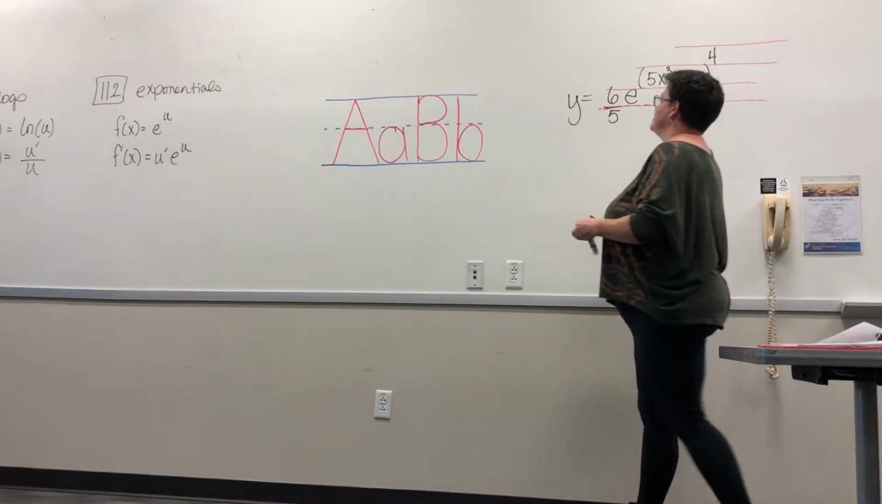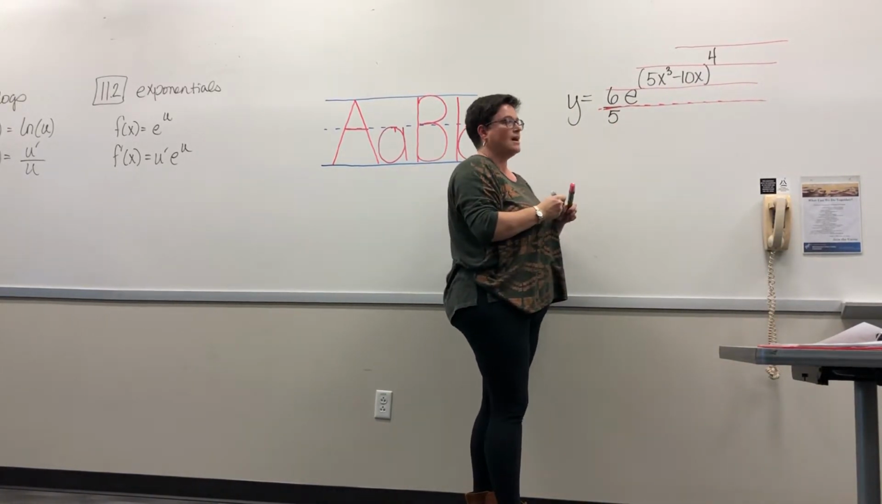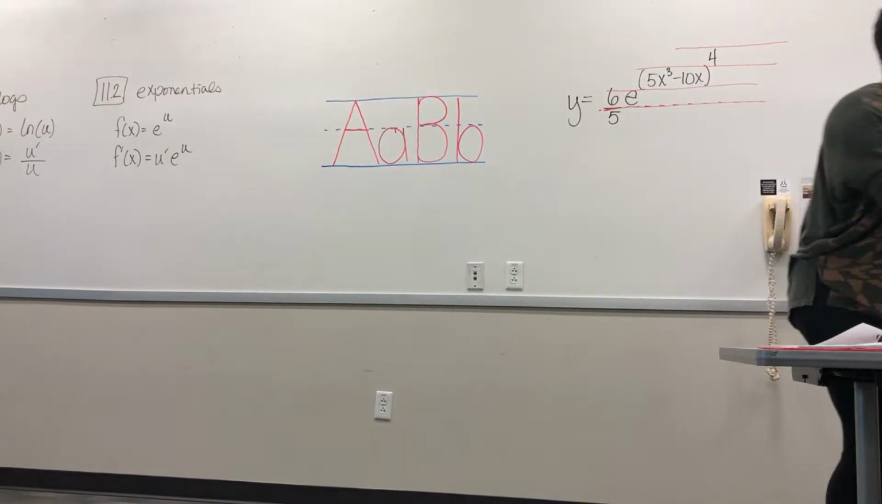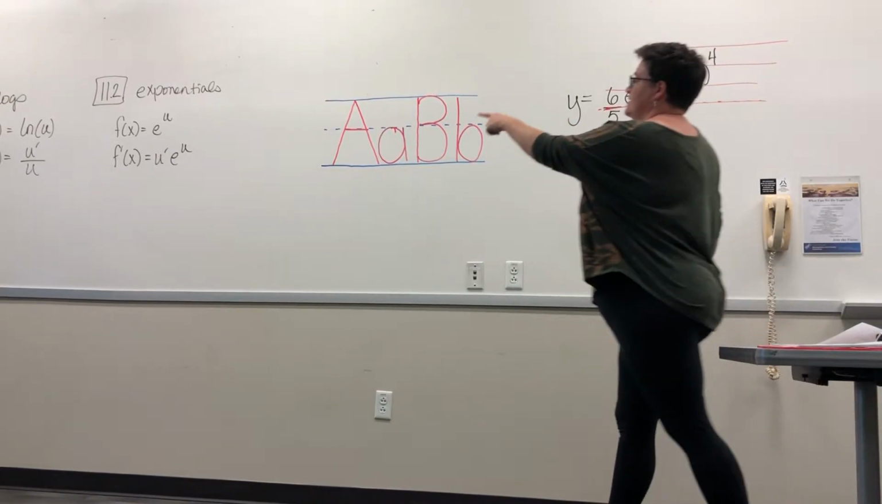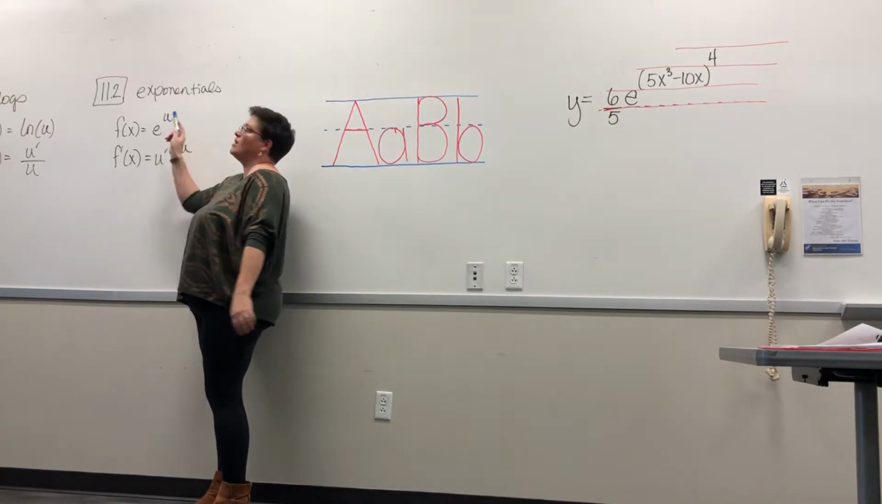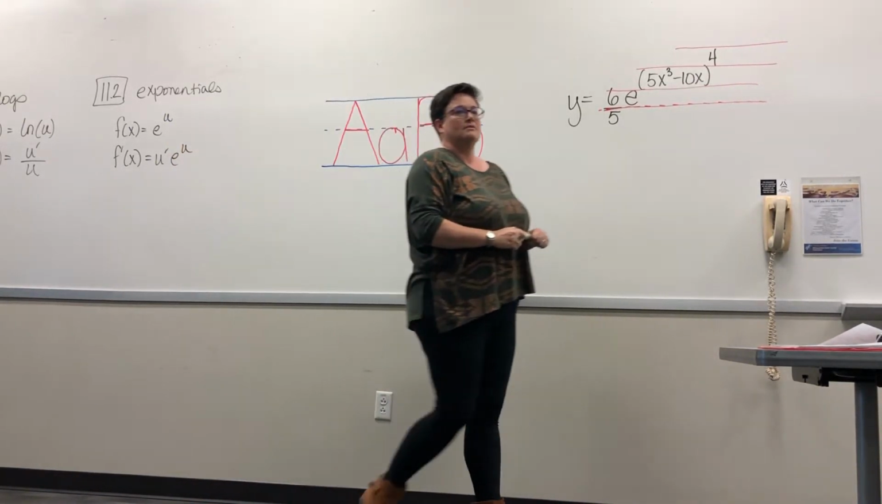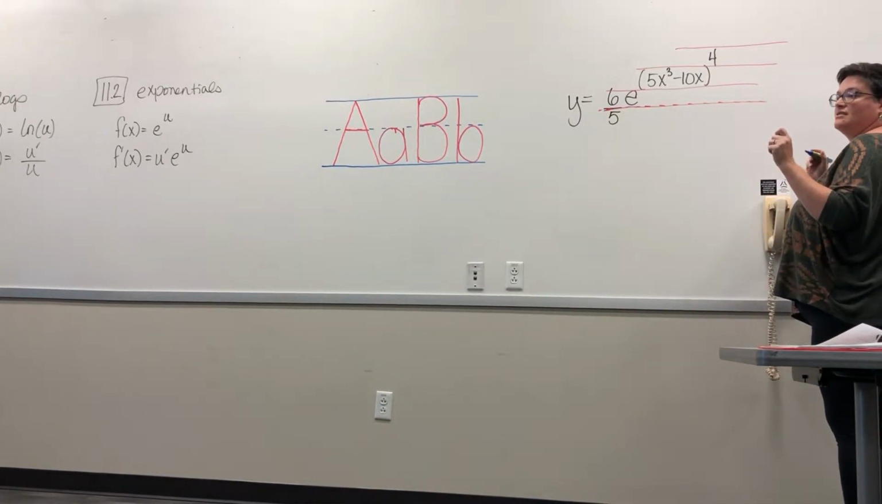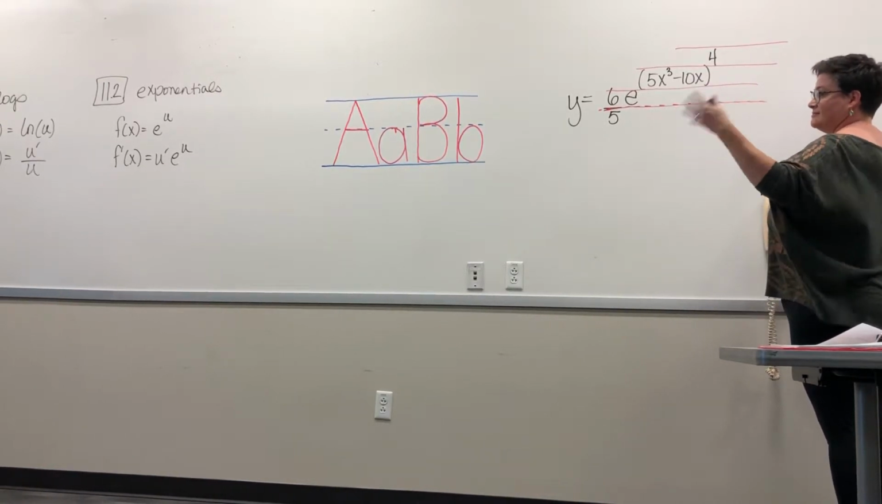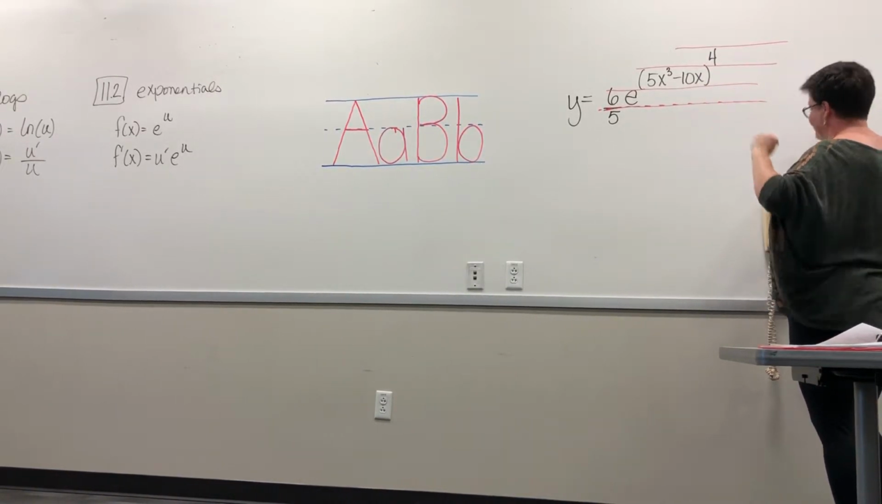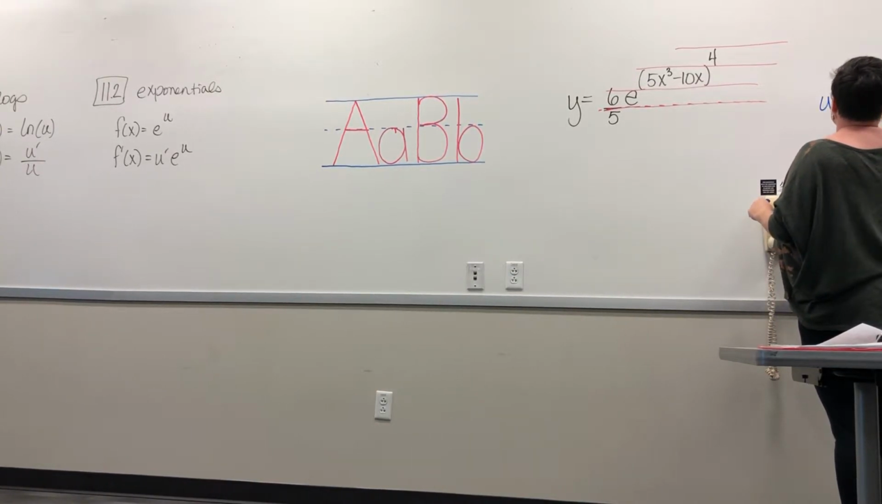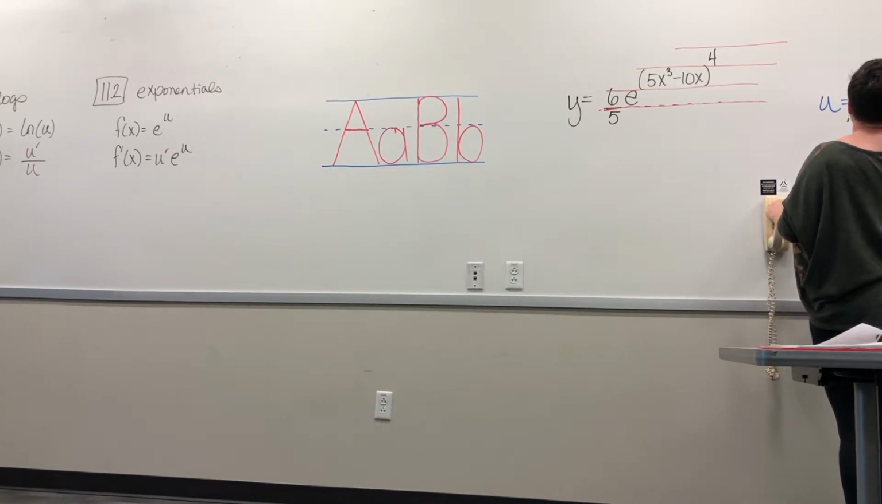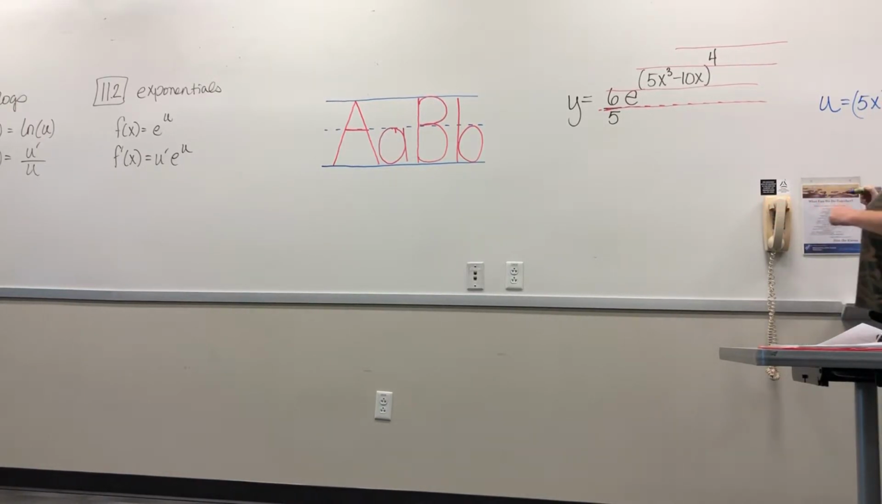So now let's look at taking the derivative. Constant coefficients go along for the ride. Let's identify our parts first. u, in the context of the exponential, is what? u is our exponent. What is our exponent? u is 5x cubed minus 10x, all to the power of 4. You guys with me? u is my entire exponent.